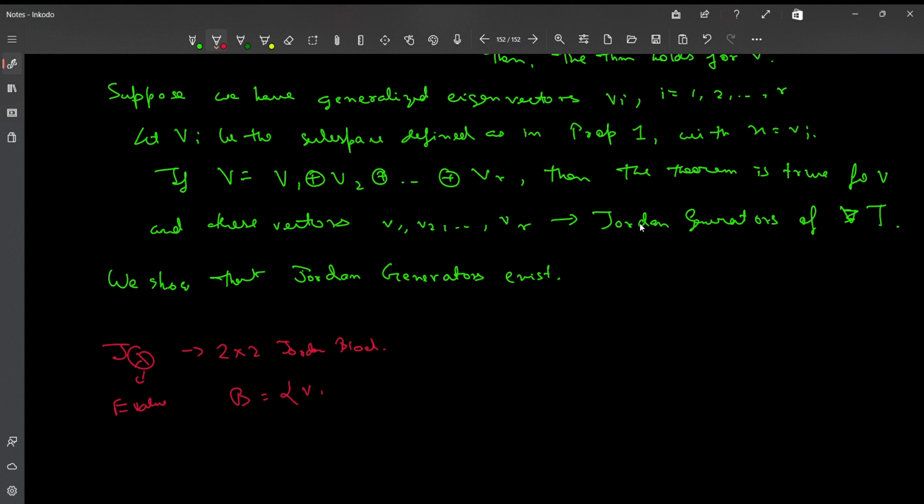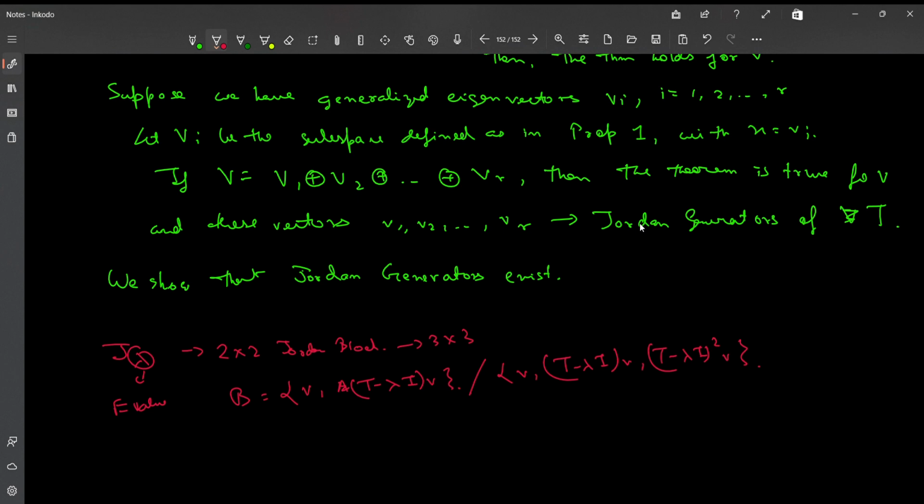So it will be v and T minus lambda I applied to v. If it was a 3 cross 3 Jordan block, then the basis would be v, T minus lambda I applied to v, and T minus lambda I squared applied to v.